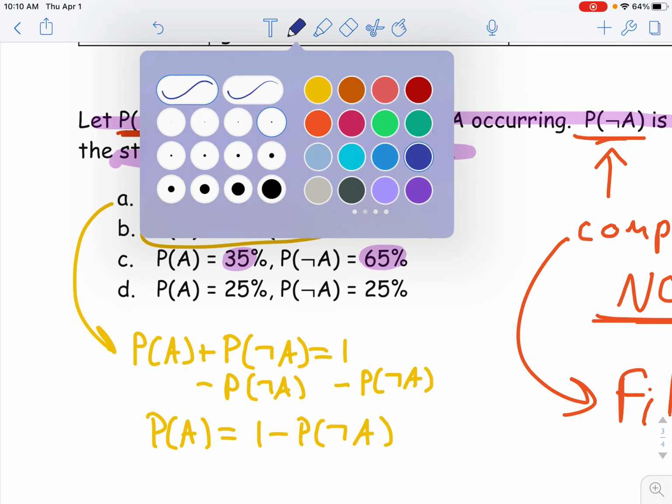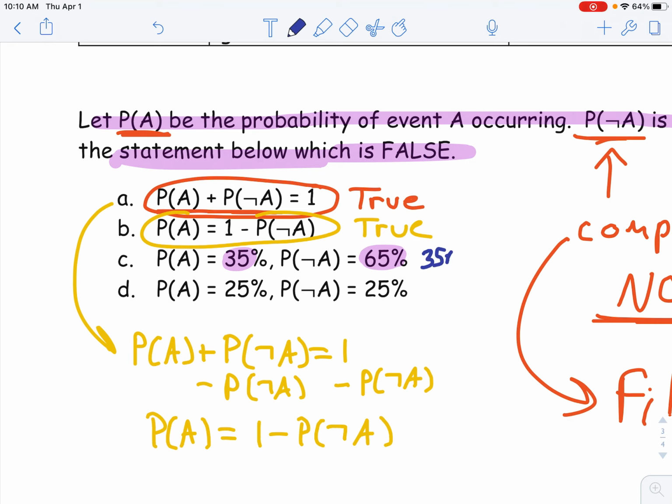So realize how in this next one, we have 35 plus 65. It equals the total 100%. That's also true. That's what we need to happen when we compare A and not A happening. If A happens, or if A doesn't happen, that's the only two outcomes. It has to be 100%.